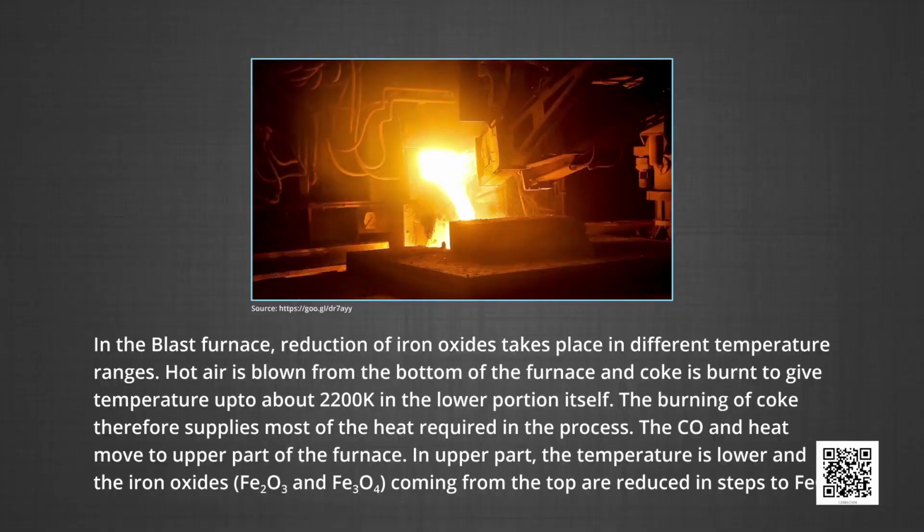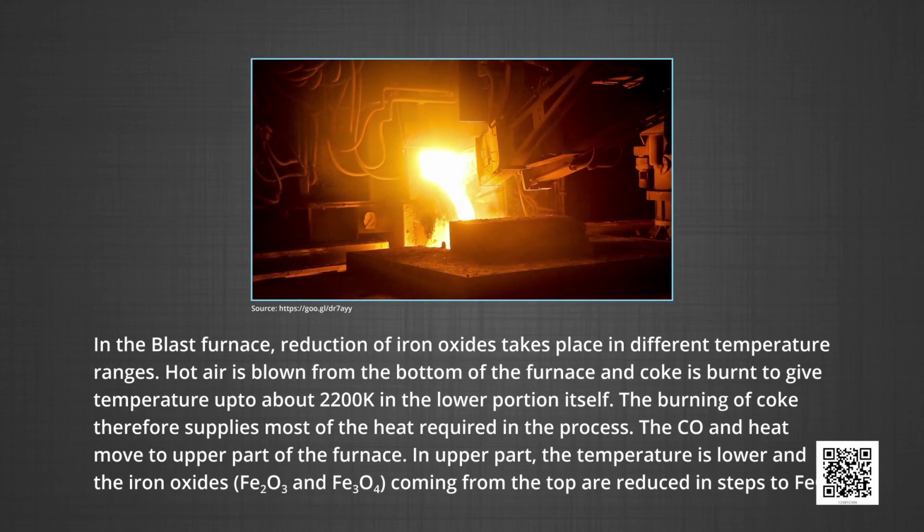In the blast furnace, the reduction of iron oxide takes place in different temperature ranges. Hot air is blown from the bottom of the furnace and the coke is burnt to give temperatures up to 2200 Kelvins in the lower portion itself. The burning of coke therefore supplies most of the heat required in the process. The carbon monoxide and heat move to the upper part of the furnace.